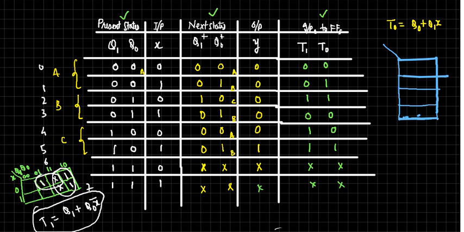0 1 0 0 0 1 1 0 1 1. Now tell me, T0 is 1 when 0 0 1 is there. Where is 0 0 1? Here, okay? After that, 0 1 0 here, after that 1 0 1 here. I think it's coming as an XOR pattern. 1 1 0 and 1 1 1. I think one part would be XOR.